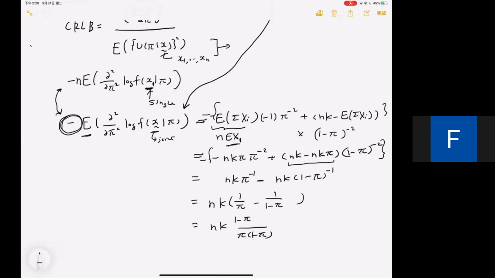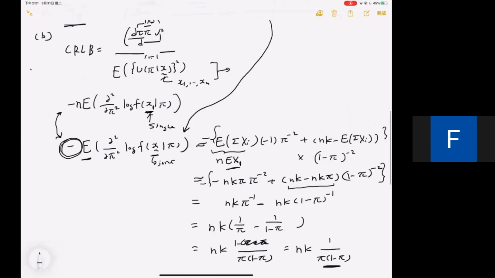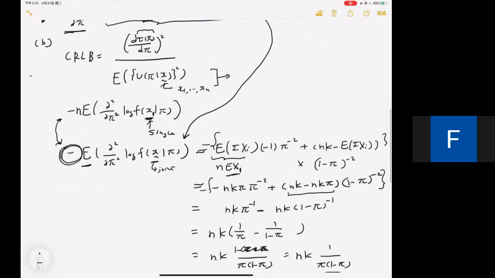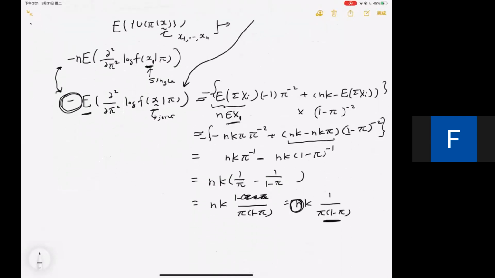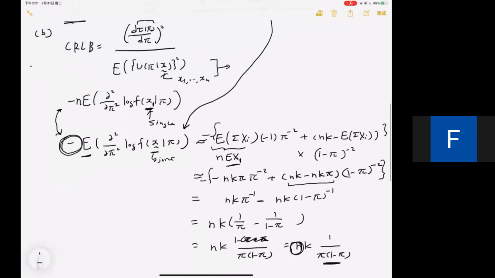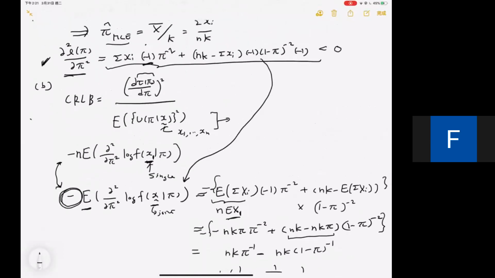1 minus pi, then plus pi, then you will see that pi 1 minus pi plus pi, this guy cancels out. Then this is what I like. Nk times 1 over pi 1 minus pi. I like it right here. Okay, so that means CRLB eventually coming out, right? If you are doing the joint PDF, then it will come out.